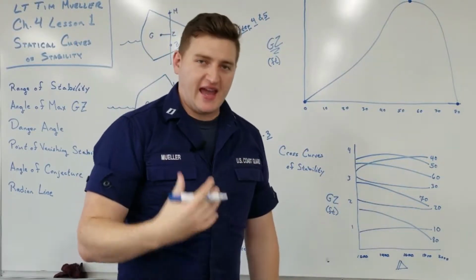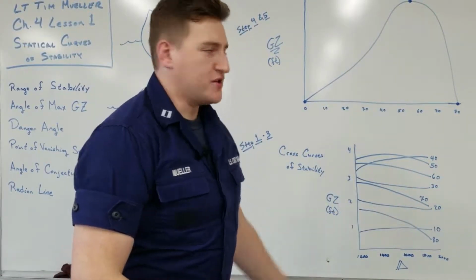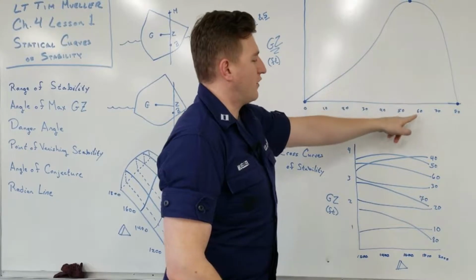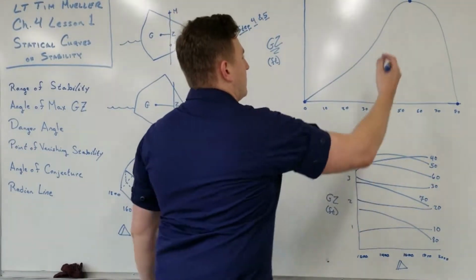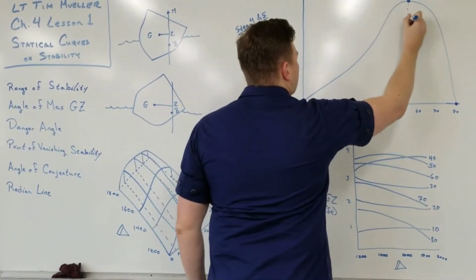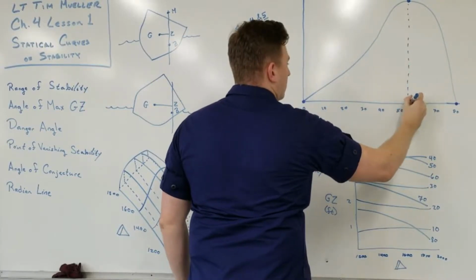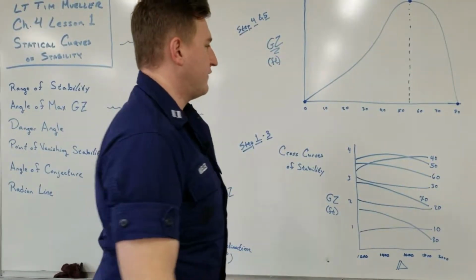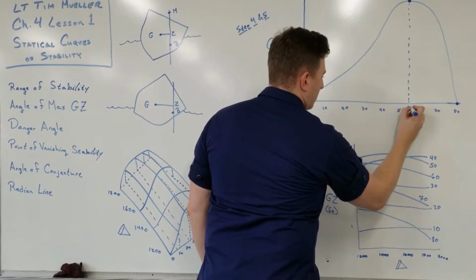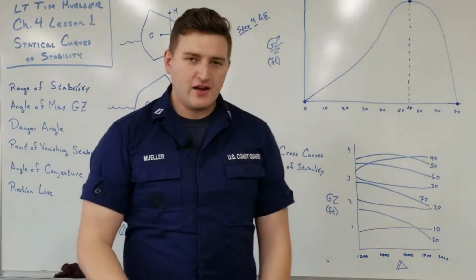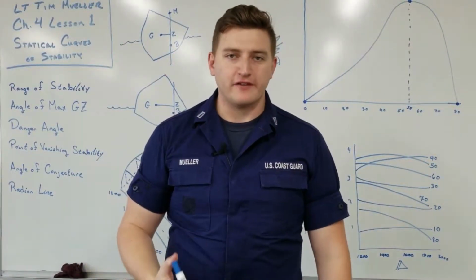That's going to be the point where our maximum righting arm exists. If we want to find the angle of maximum righting arm, we just read where that point is off our horizontal axis. So here, we would drop a line, and it'd be right about 54 degrees. So we know that our angle of maximum righting arm is 54 degrees.